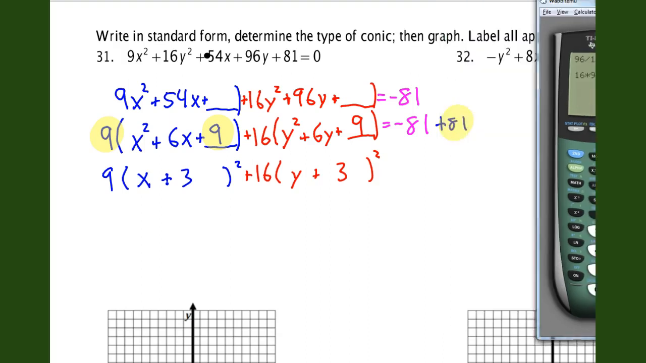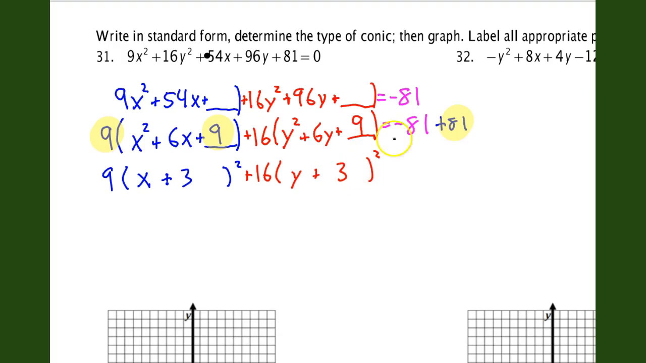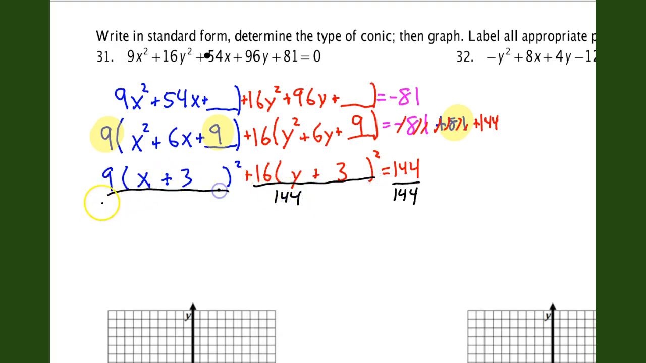We have 144. So we're going to add 144. On the right-hand side, this will equal 144 because the 81 and negative 81 just cancel out. And we can divide both sides by whatever this right-hand value is to get it equal to 1. There we go. And then we just have to see how many times 9 goes into 144.